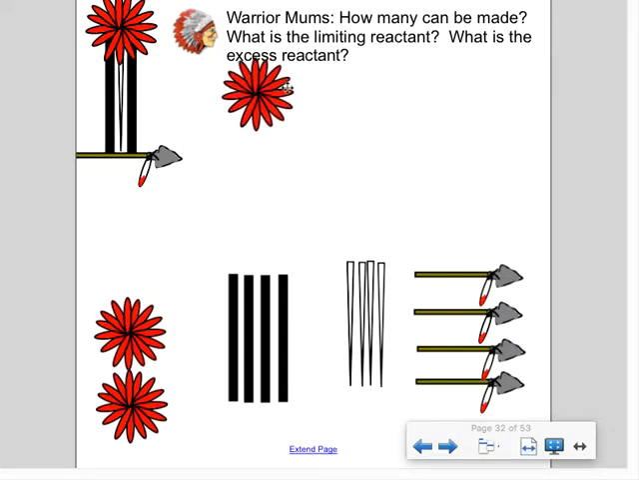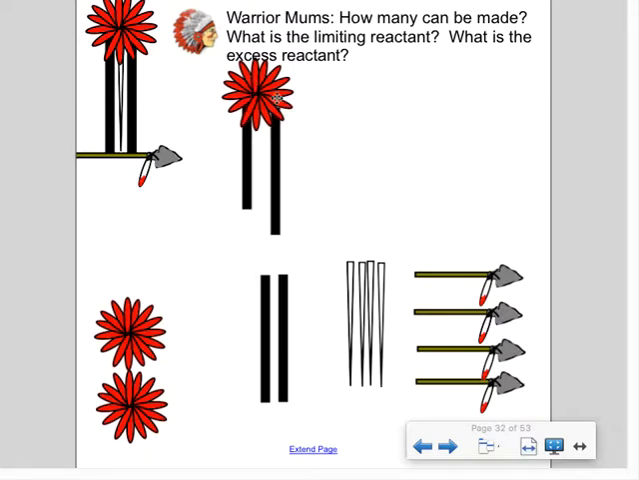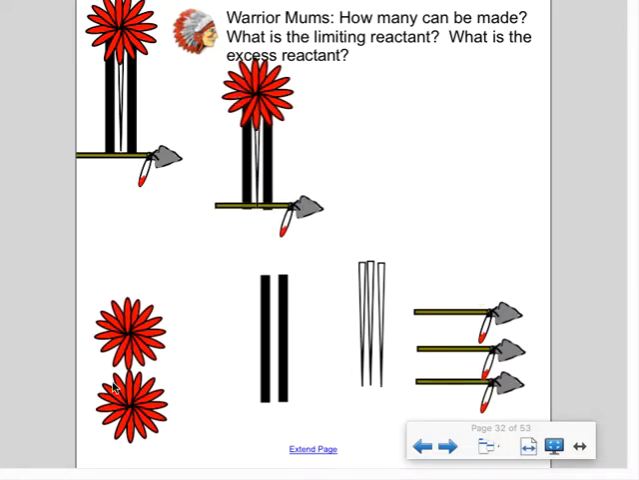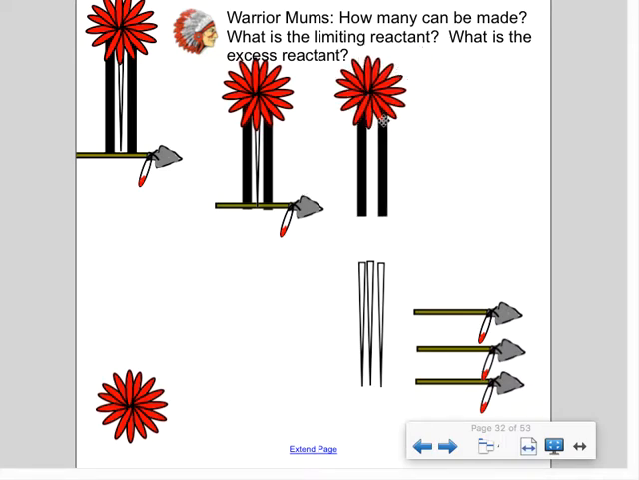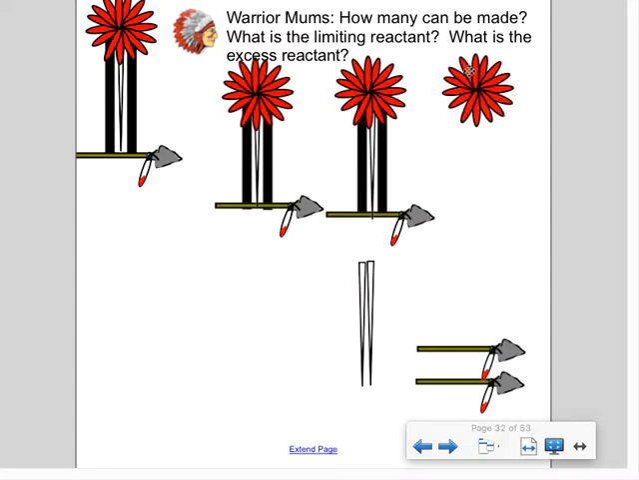So start off with a mum, black ribbon, white ribbon, a spear. So I made one warrior mum. Let's see if I can make another. All right, I've made 2. Let's see if I can make a third. Oh, shoots, I'm out of black ribbons.